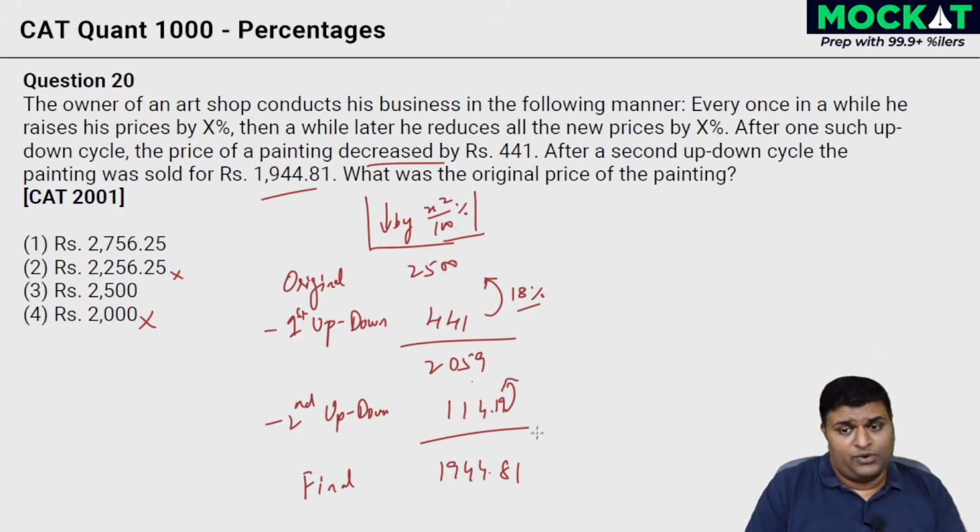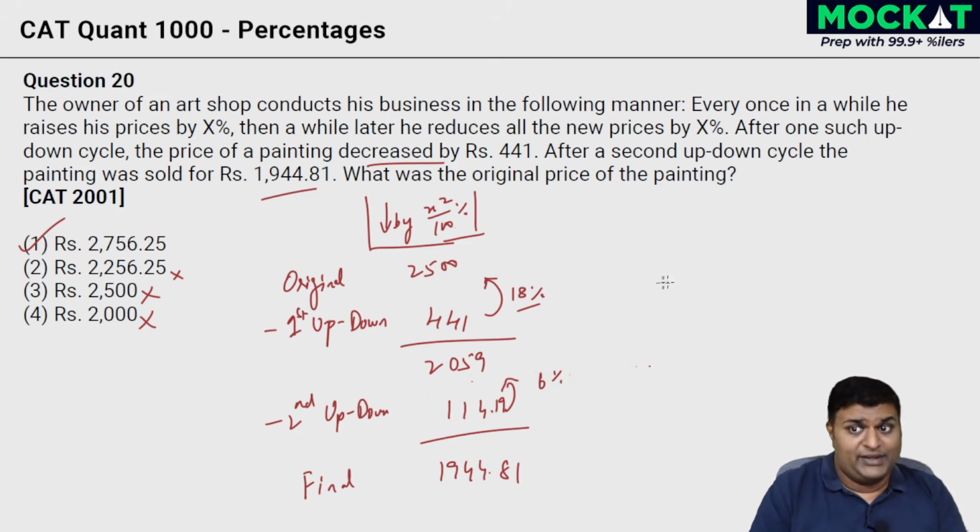What about 114.19? Is that 18% of this? 10% is 205.9. 114.9 is less than 10%, right? Looks like around 5 to 6%. So in one case, we have 18% of whatever it used to be. In the other case, it's only 5 to 6% of what it used to be. It can't be the answer. You should be falling by the same rate, same percentage. You can eliminate this and mark 1 as the answer and keep going.